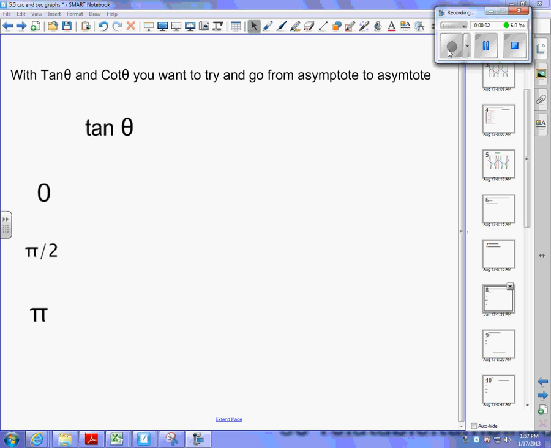For the second part here, we're going to try and finish the last two graphs, tangents and cotangents. The trick with these is you want to try and go from an asymptote to an asymptote. You can really graph them across whatever range you want as long as you get one full period. But these graphs are unique because the entire graph happens between one asymptote.